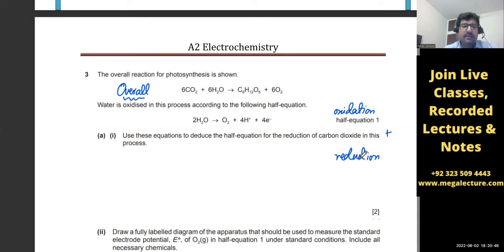Some equation, let's call that X, has to be added to this equation to give you this, right? So this reduction equation plus the oxidation equation should give you this thing. That's the idea. That's how the overall equation is made. So they're saying find the reduction equation. So far we had the reduction equation, we had the oxidation equation, and we just added them up and we got the overall equation. Now one of them is missing, right? So what do you do? You just subtract it.